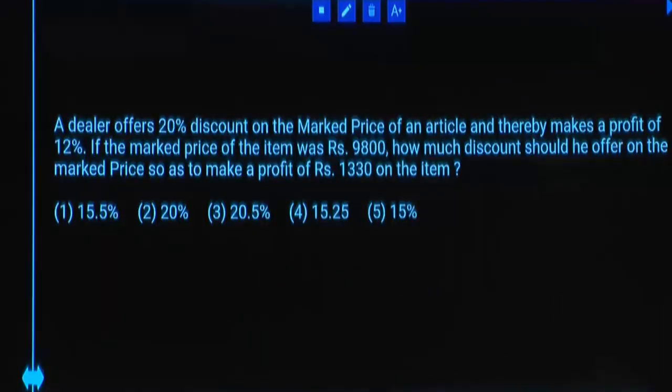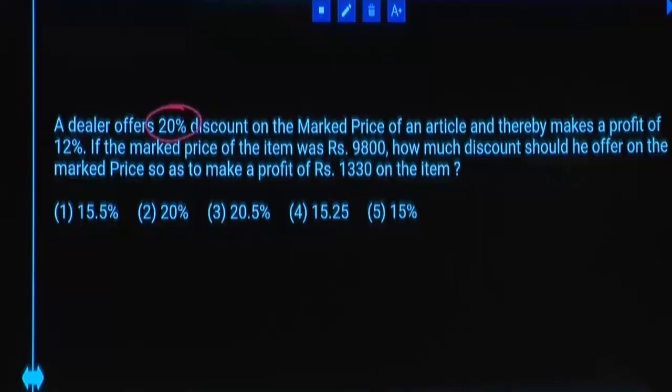A dealer offers 20% discount on the market price of an article and thereby makes a profit of 12%. If the market price of the item was 9,800, how much discount should he offer on the market price so as to make a profit of 1,330? Right. So if you want to have a profit of 1,330, first of all you should know cost price. Yes or no? Right. See, how much discount is he giving?